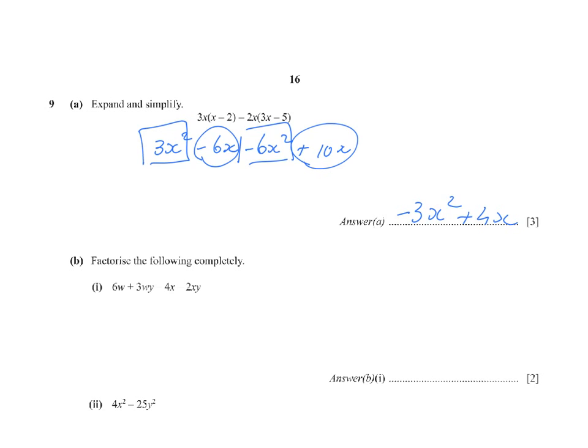Maybe if you want to factorize it, you could take out x. There's a common factor there: x times (4 minus 3x). You don't have to, but if you have that, that's fine as well.